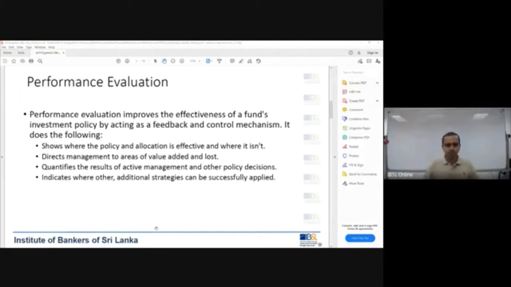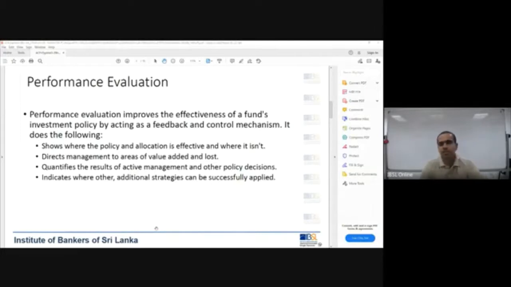Performance evaluation improves the effectiveness of a fund's investment policy by acting as a feedback and control mechanism. Right? So performance evaluation is good because it acts as a feedback and control mechanism. It shows where the policy and allocation is effective and where it is not. It directs management to areas of value added and lost. It quantifies the results of active management and other policy decisions. It indicates where other additional strategies can be successfully applied.